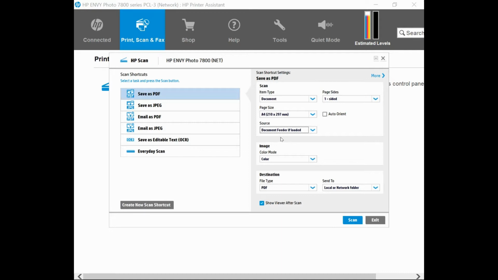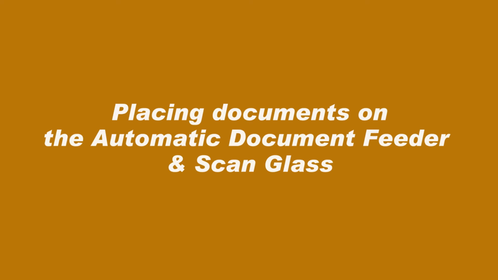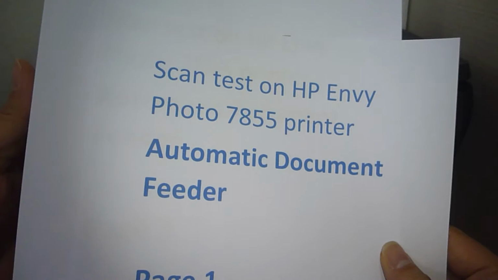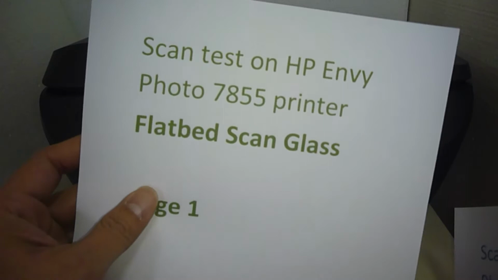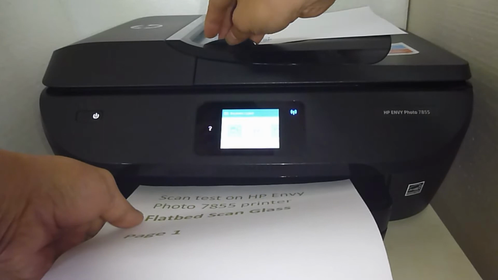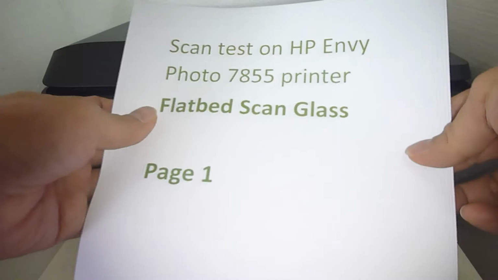Next, let us place the documents that we want to scan into the ADF and scan glass. So this is a document that we want to scan. We have two pages that we want to put and scan via the ADF and one page where we will place it into the flatbed scan glass. Let's do that. So for the flatbed scan glass document, we'll place it over here.